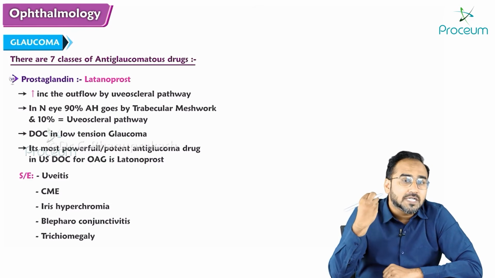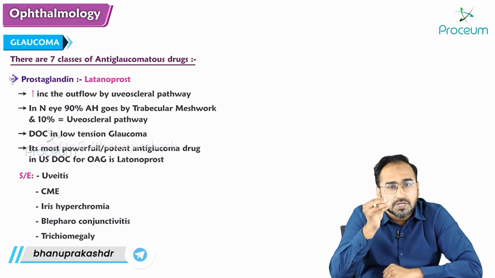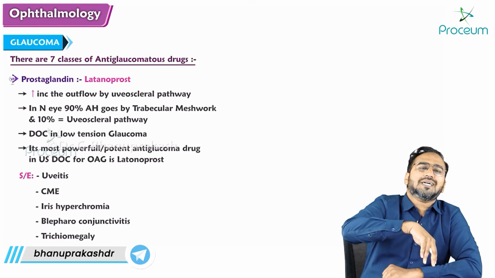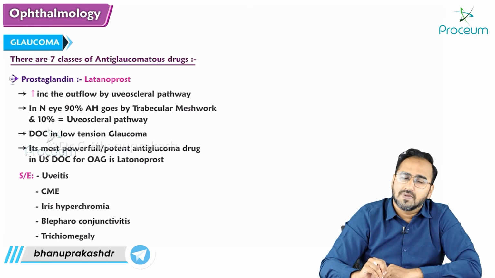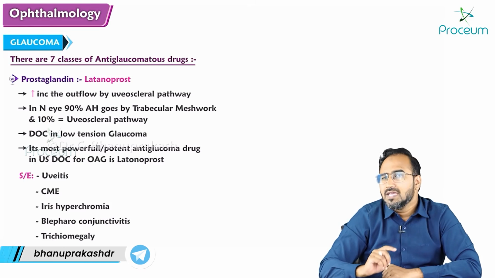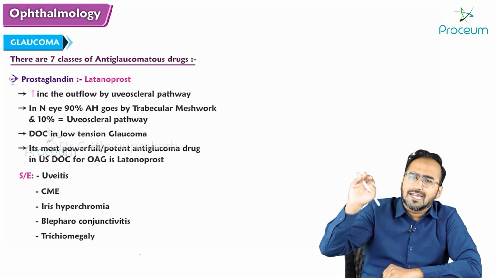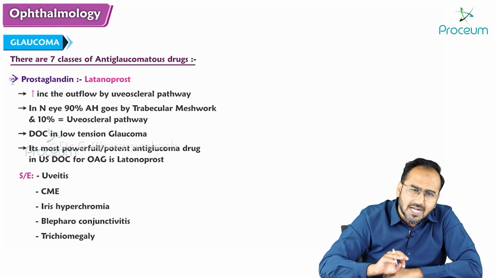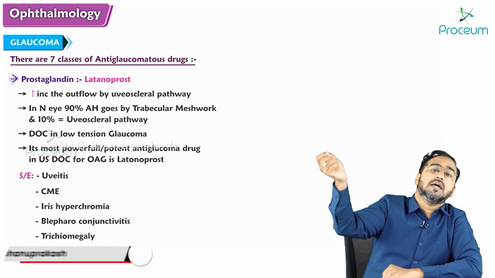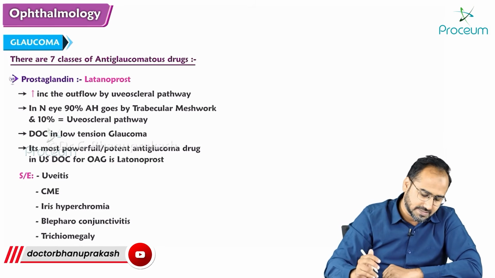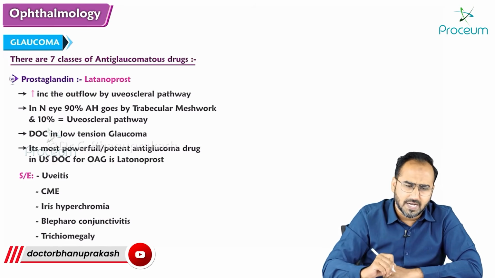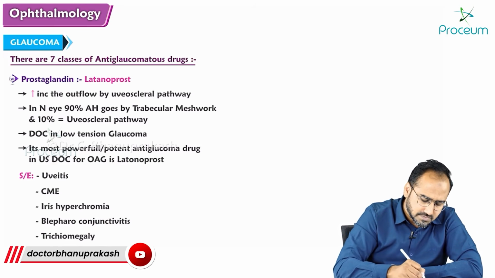But 10% of aqueous flows through the uveoscleral pathway, and this prostaglandin increases the outflow of the aqueous humor by what pathway? Uveoscleral pathway. It is a very costly drug. It is a drug of choice for open angle glaucoma in United States, but it also comes with some side effects. Okay, we'll discuss the side effects later.